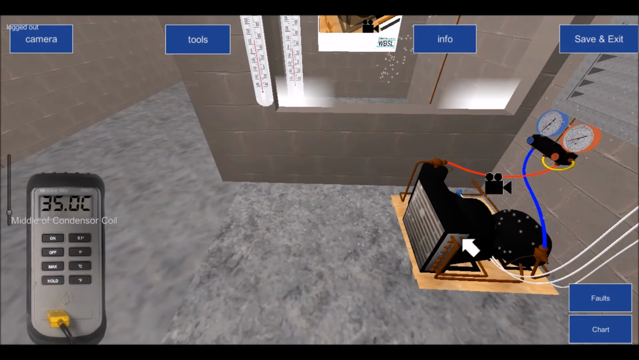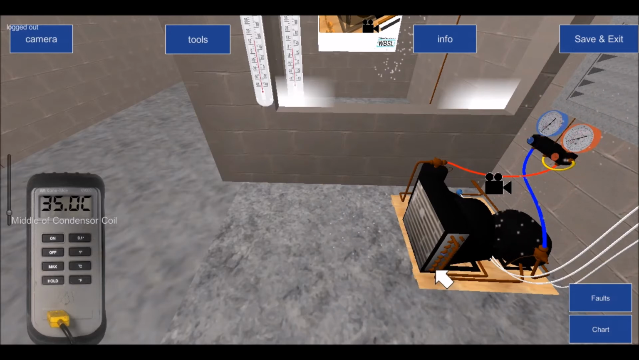So remember I said there was a desuperheating zone, condensing zone, and subcooling zone. If you notice, when I put it in the middle of the condenser, I'm getting 35 degrees. When I put it down to the bottom of the condenser, I'm getting 28 or 29 degrees, okay? So the difference between my 35, which is condensing temperature, and the 29, which is the liquid outlet temperature, is my subcooling value. So my subcooling value in this case is 35 minus 29, which is 6 degrees, okay? So my subcooling value is 6 degrees.